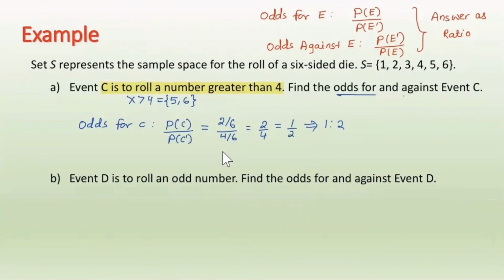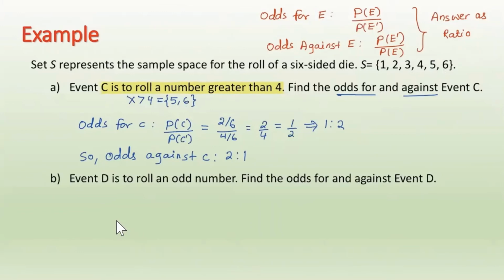And if you want to write odds against C, it will just be the reverse. So odds against C will be the reciprocal, or the reverse order, of this ratio, which is 2:1. So odds for C, 1:2. Odds against C is 2:1. So there are more chances of not getting C than getting C, because C contains only 2 elements, 5 and 6, out of these 6. That is the meaning. Now let's look at D.